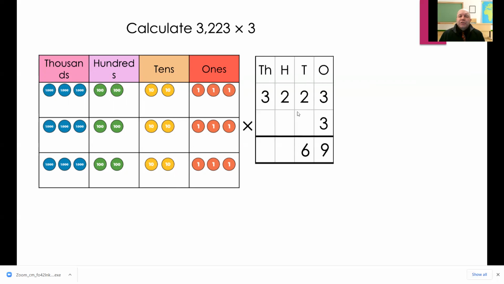Then we go to the hundreds column. 3 lots of 2 again is 6. And finally to the thousands column, 3 lots of 3 is 9. So we've got 9,669. And if we count up the counters, you can see 9,669. So both methods are correct. Both methods share the same answer.